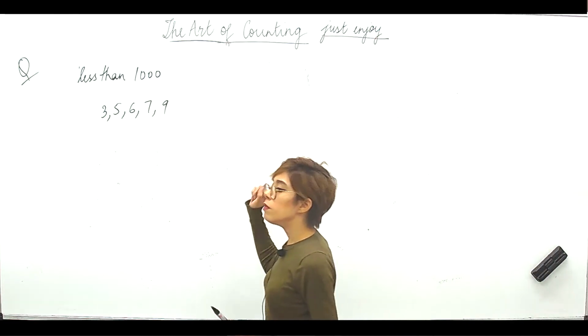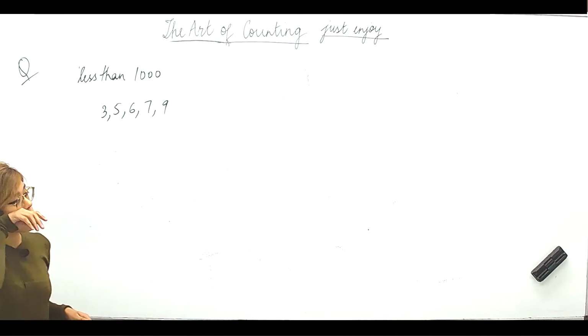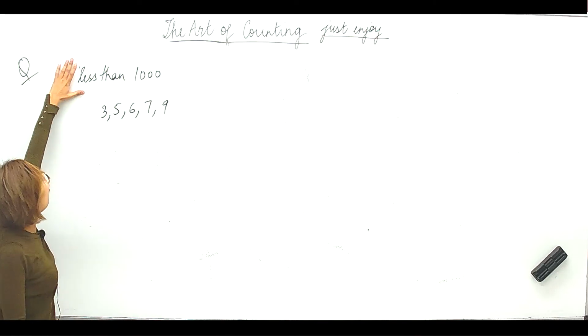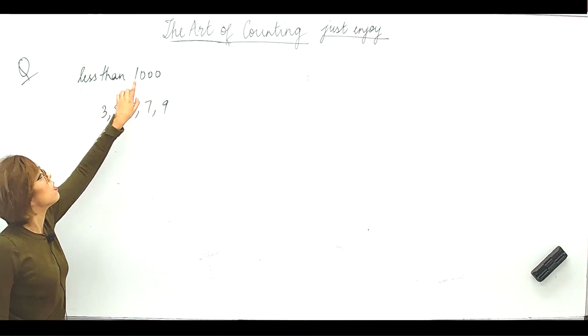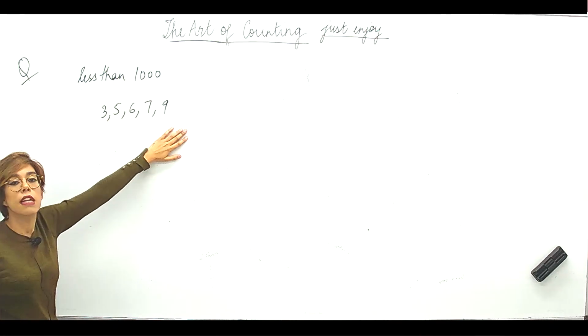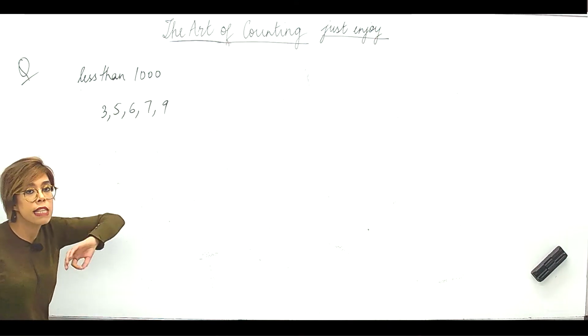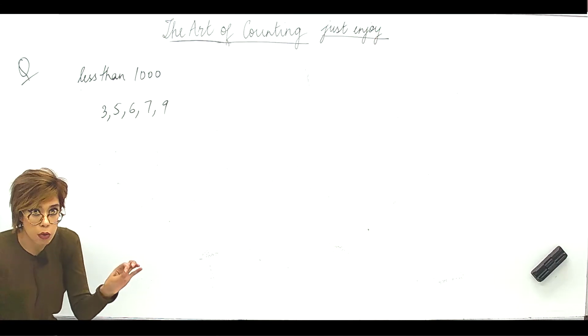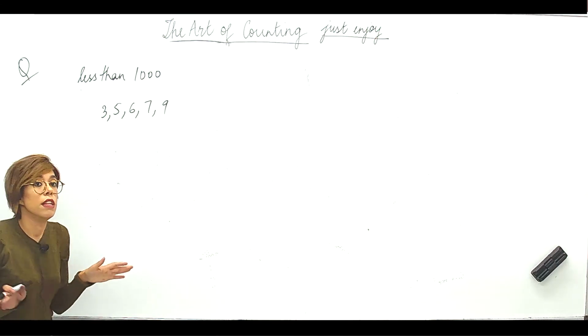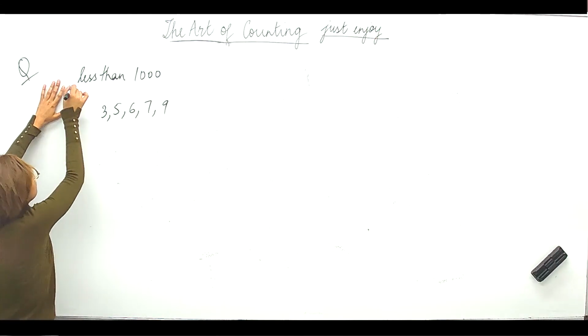Right, on the board now. Now let's discuss this. Now I need to find all those numbers less than 1000 which are made using these digits. There is no condition on repetition not allowed. So obviously we'll assume that repetition is allowed because nothing is given. Right? Okay. So less than 1000.